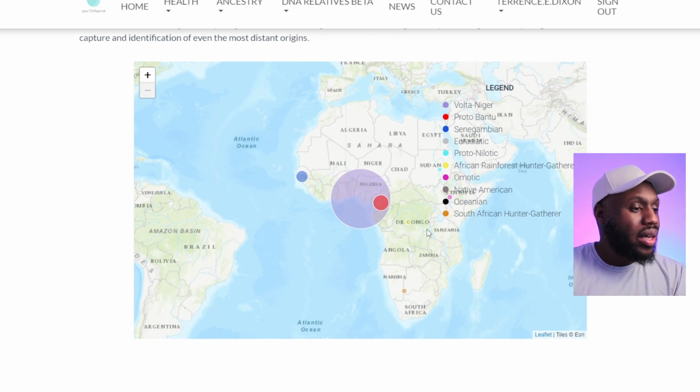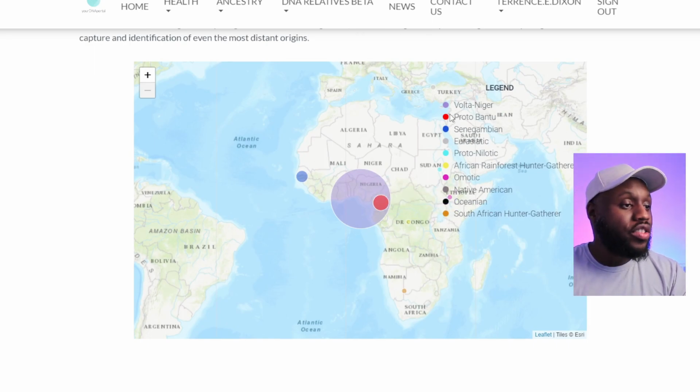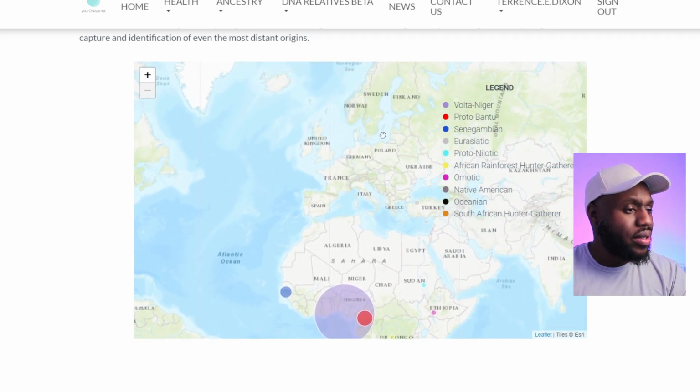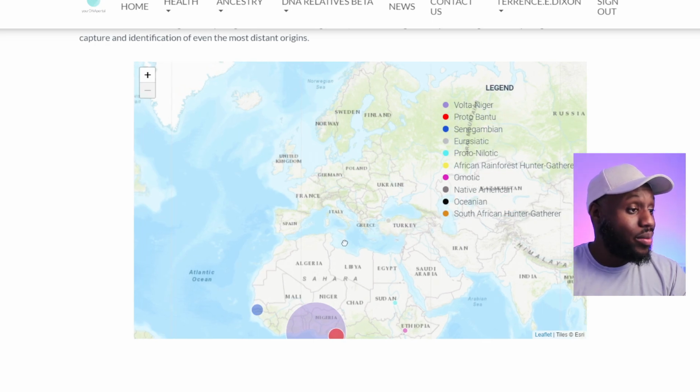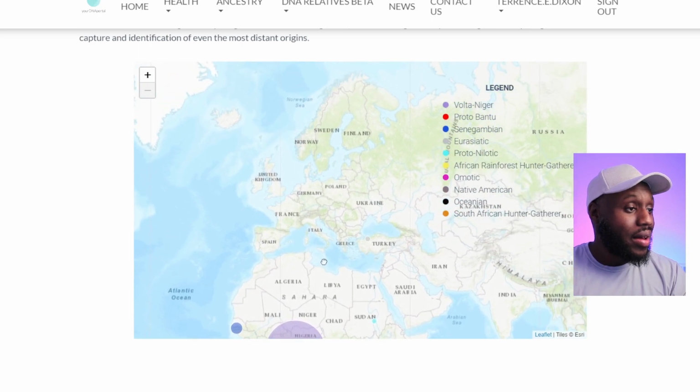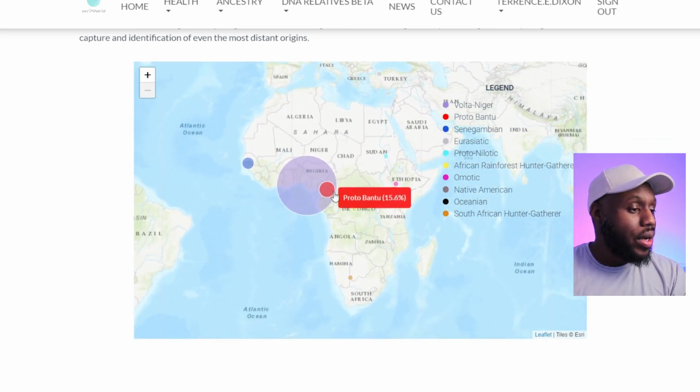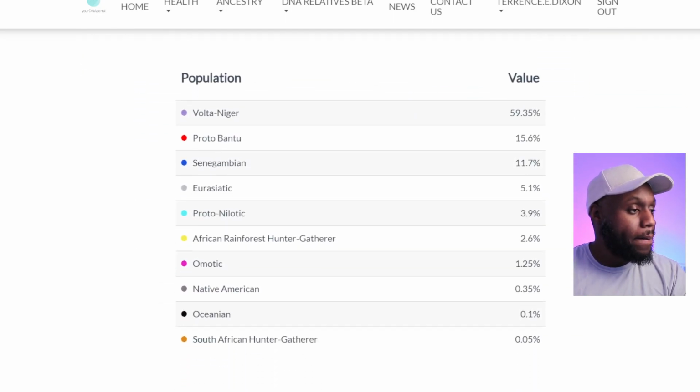So let's take a look at this map. You can see there's a whole bunch of places that are represented here. If I scroll down, we should see some. Okay, we see some Eurasiatic here. Okay, that's pretty cool. Quite interesting. I'm going to scroll down some more.